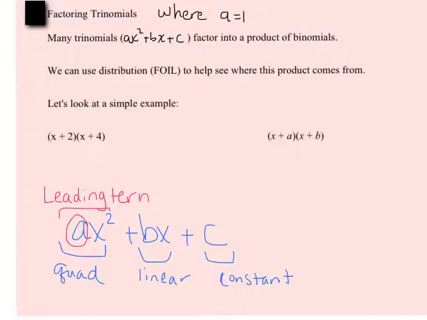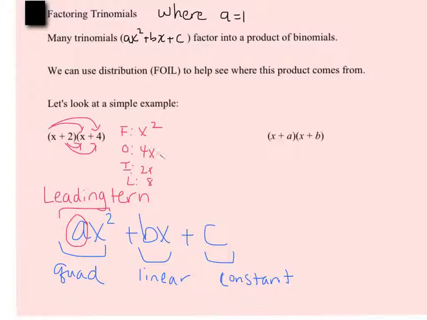Now, we can use distribution or FOIL to kind of help us see where this product comes from. And let's look at a couple of examples here. If I were to distribute this product of binomials using FOIL, first, outsides, insides, last, I get for my firsts x squared. My outsides are x times 4, which is 4x. My insides are 2 times x, which is 2x. And my lasts would be 2 times 4, which is 8.